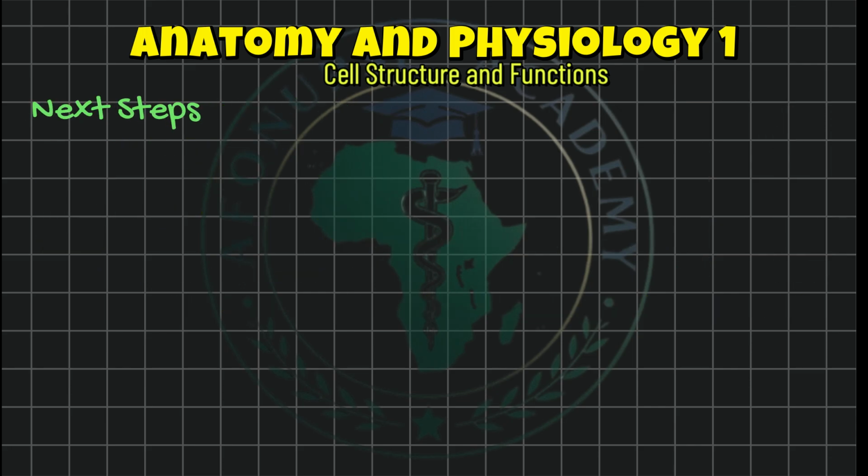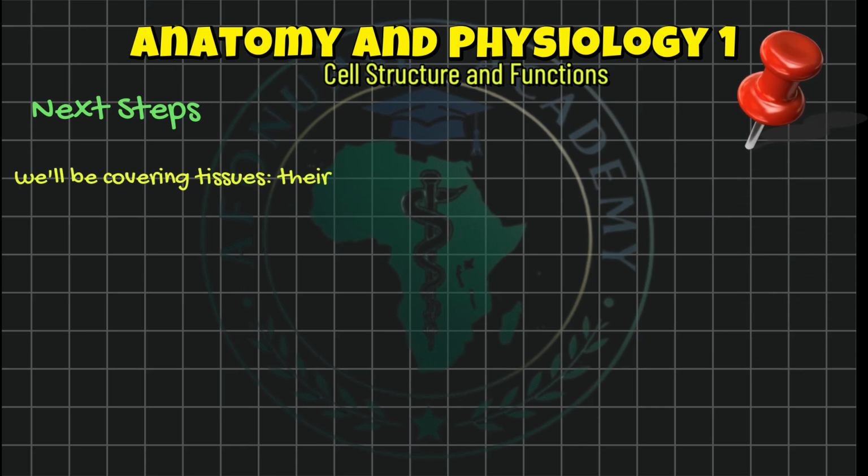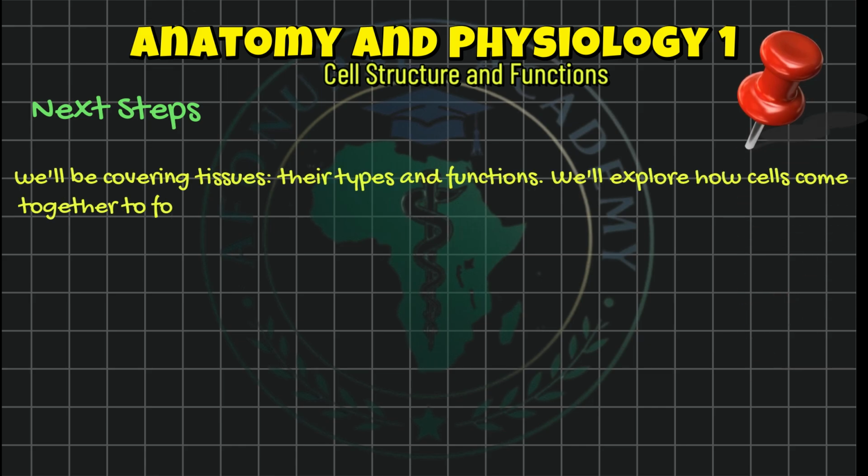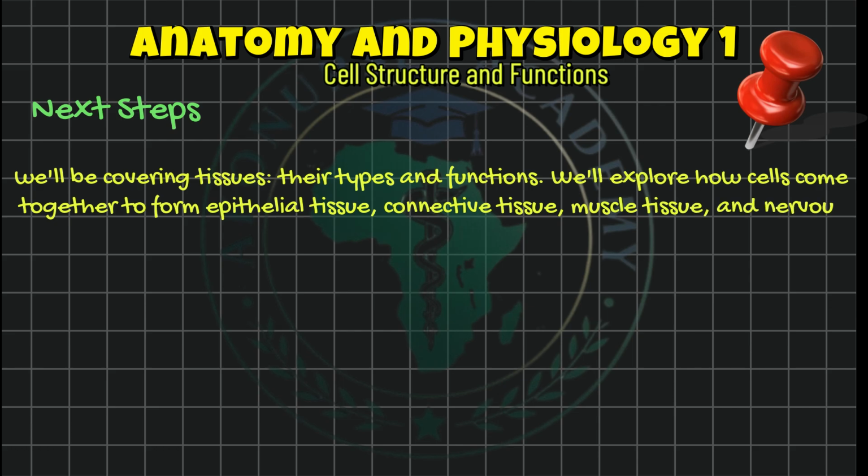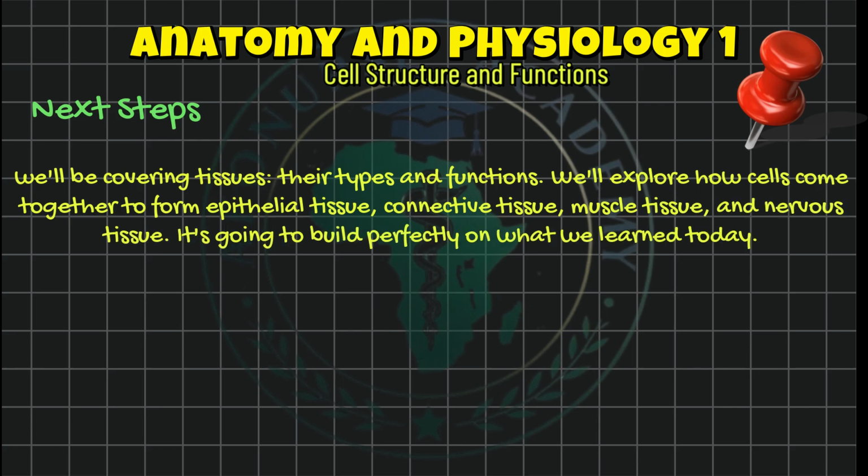In our next video, we'll be covering tissues, their types and functions. We'll explore how cells come together to form epithelial tissue, connective tissue, muscle tissue, and nervous tissue. It's going to build perfectly on what we learned today.